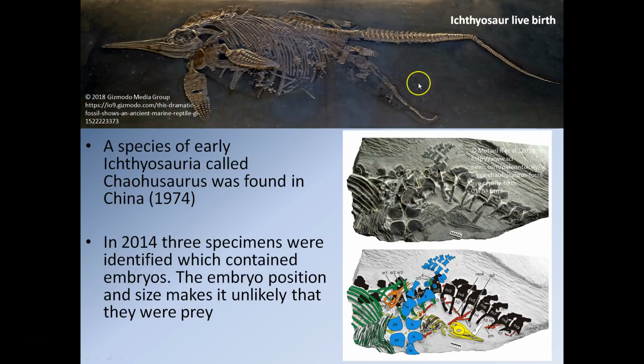So once again, where are those ichthyosaurs located? They are located right here, essentially underneath the spine at the back of the rib cage, exactly where you would expect the uterus to be. So we have very, very good evidence to suggest that ichthyosaurs gave birth to live young.